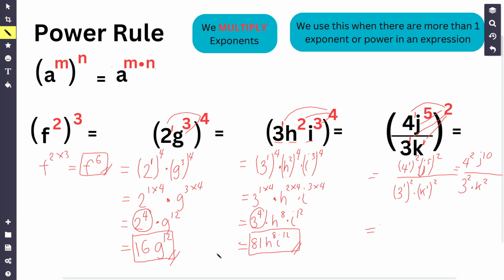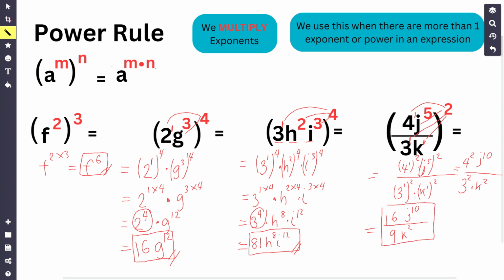Please take note that we can still simplify that one, right? And that will become, what is 4 squared again? 4 squared is 16. And then we copy the j raised to 10. And then what's 3 squared? That is 9. And then we have here k squared. So this is going to be already our final answer.